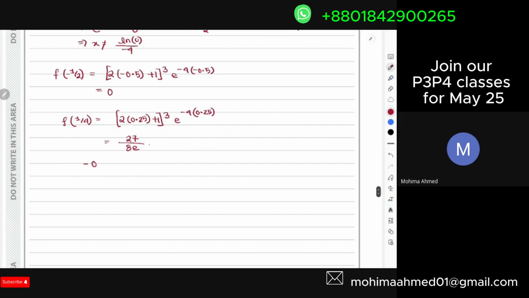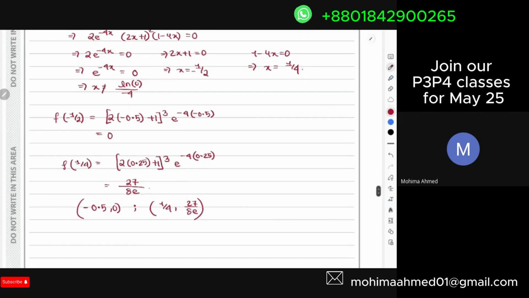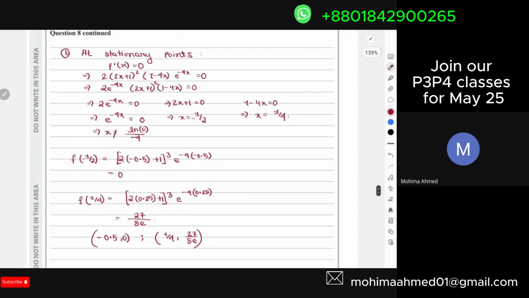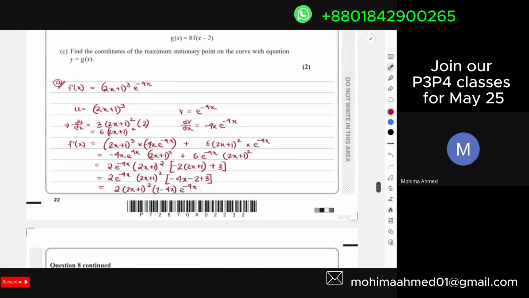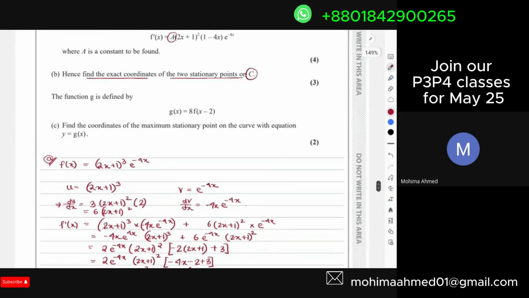Then we have negative half and 0. And then again, we have your 1 by 4 and 27 by 8e, right? So these are the coordinates for your stationary points for this graph. After this, if you move on to your part C, now they're saying that the function g is defined as g(x) equals 8f(x) minus 2. So find out the coordinates of the maximum stationary point on the curve with equation y equals g(x).